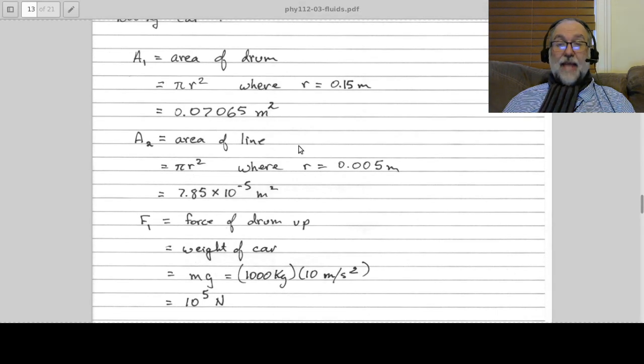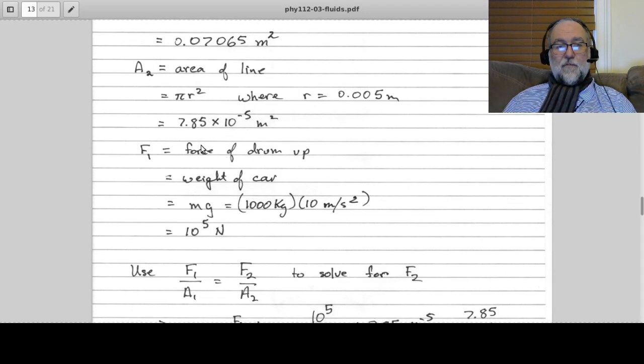Now, what about the area of the line? Same thing, but now the line has a diameter of 1 centimeter, which means a radius of 0.5 centimeters. Converting that to meters, you'd have to divide by 100. That gives you 0.005. Okay, so let's do it here. That's 0.5 centimeters, half a centimeter. Divide by 100, which means move the decimal to the left twice, and that gives you 0.005 meters. Okay, so there's the radius of the line. Plug that into the formula, pi r squared, and you're going to get 7.85 times 10 to the minus 5 meters squared. Okay, this is a small area, which makes sense.